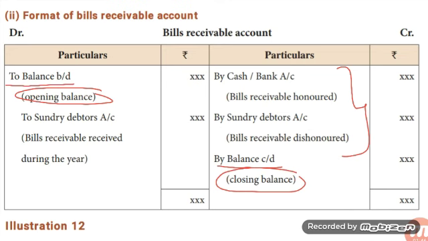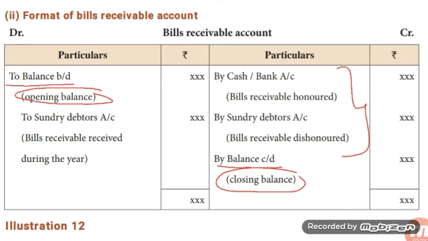Enter the opening balance on the debit side as to balance brought down. Then enter all other items on the opposite side. The credit side items are by cash account, that means cash received on bills, by bank account, amount received through bank on bills, by sundry debtors. Here sundry debtors means bills receivable dishonored. Then closing balance by balance carried down.